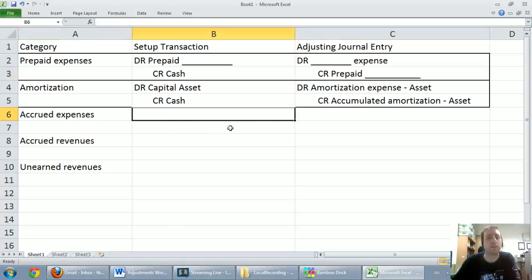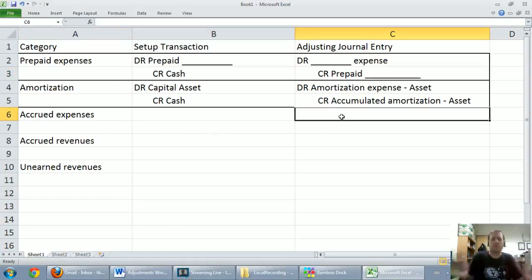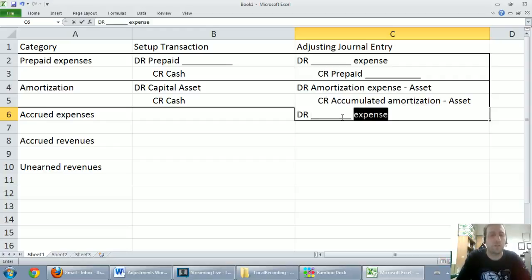Okay, on to accrued expenses. Accrued expenses don't really have a setup transaction. They just have a year-end adjustment. And remember what an accrued expense is. It's an expense that's built up, but the money hasn't changed hands. So I'm going to debit some sort of an expense.